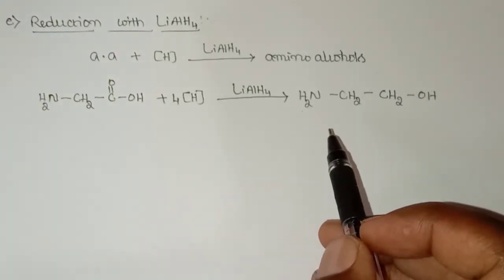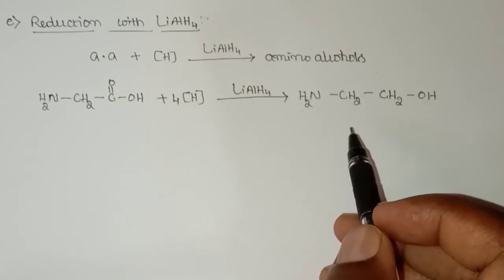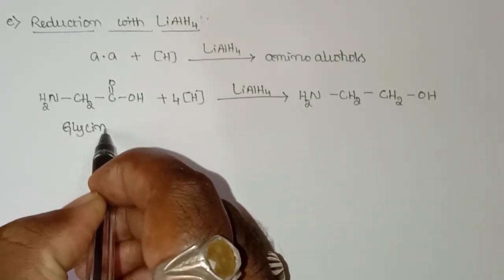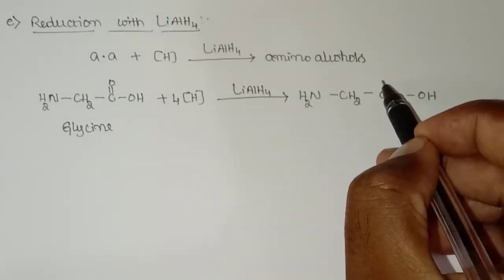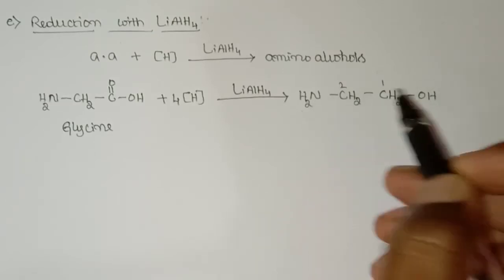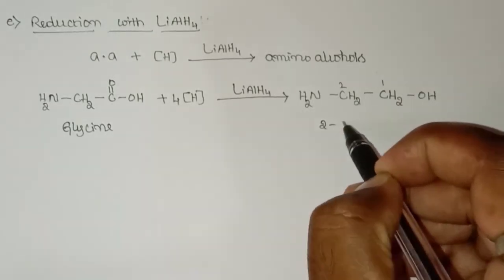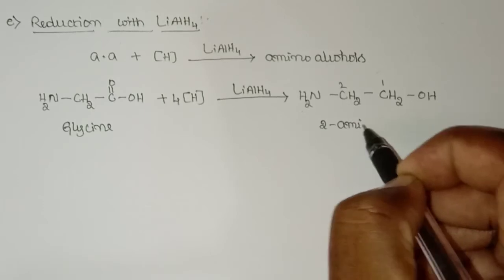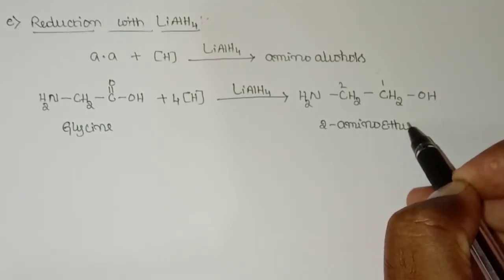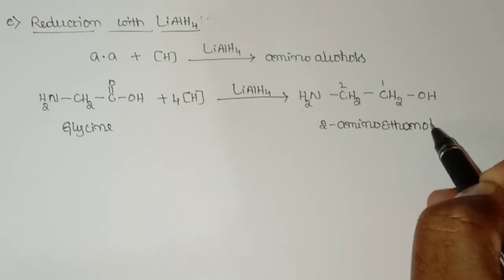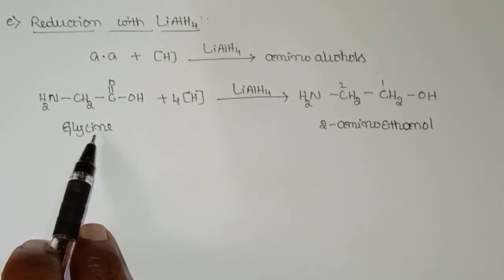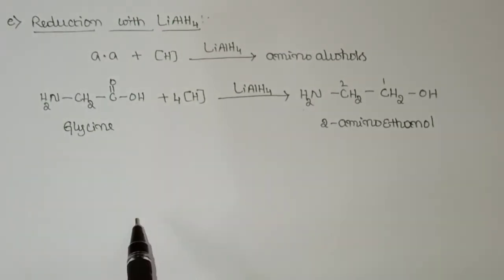Let us give a name to this molecule, the amino alcohol which is produced. Glycine upon reduction will convert into, so 1, 2. We have the amino group at the second position, so it is 2-amino, and there are 2 carbon atoms, so it is ethane, and it's an alcohol, so the suffix should be ol. So the name of the material produced after reduction of glycine is 2-amino ethanol.